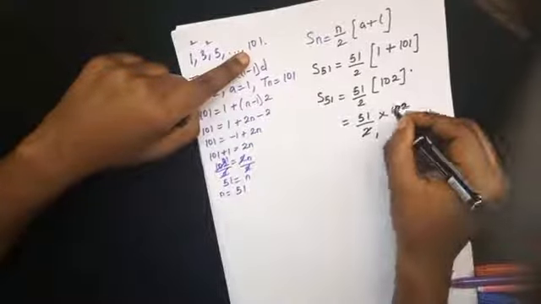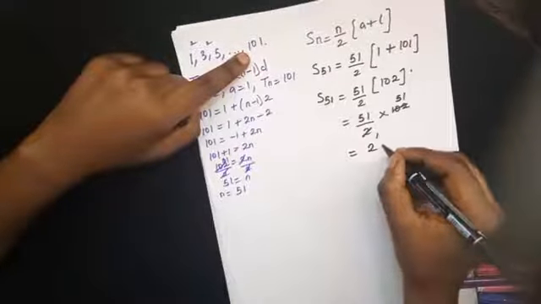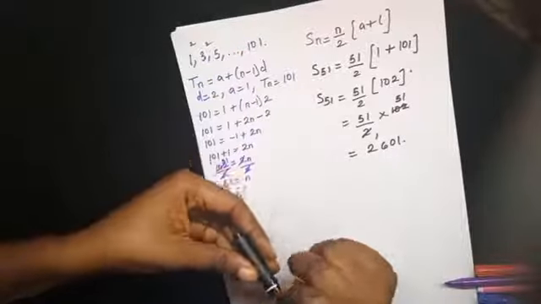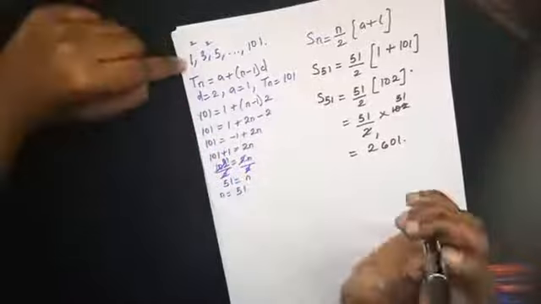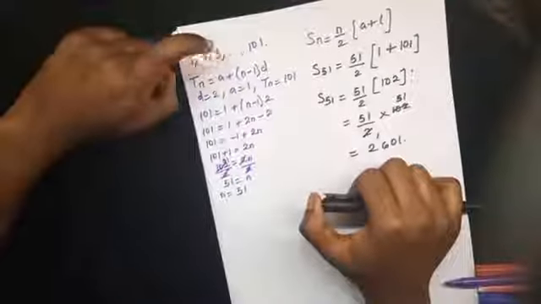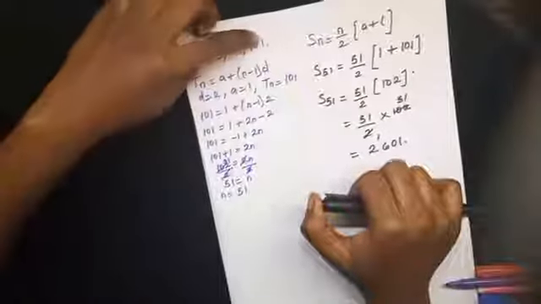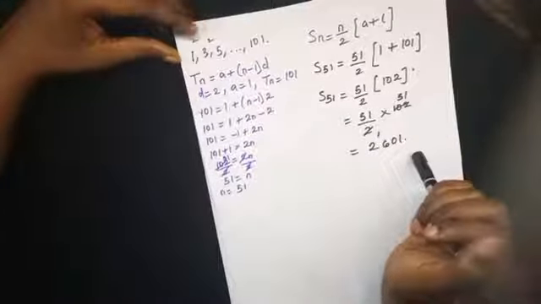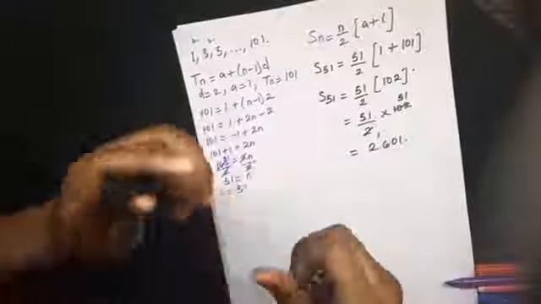2 into 102 gives 51, so we have 51 times 51, which gives us 2601. So 2601 is the sum of all terms in this arithmetic progression. That is, if I were to add one by one, 1 plus 3, 3 plus 5, 5 plus 7, 7 plus 9, up to the 51st term, the sum would give me 2601.